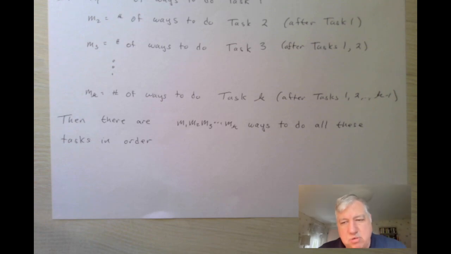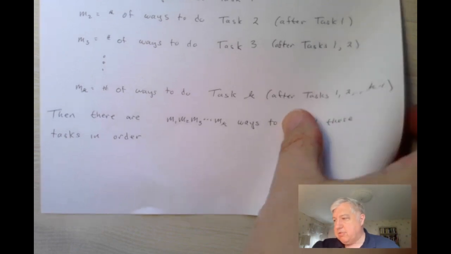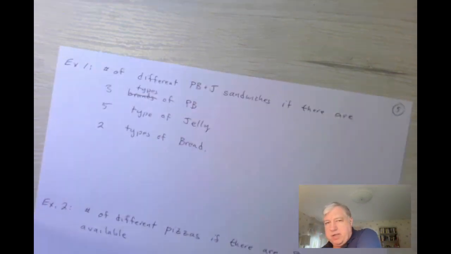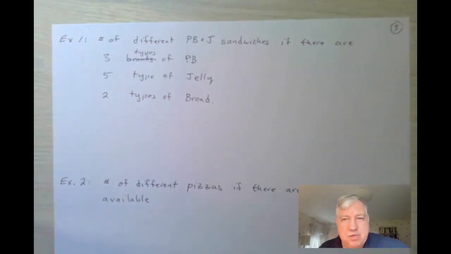It's also sometimes called the multiplication principle, for the obvious reason, right? Because you're multiplying all these numbers together. So just to do a bunch of examples, the best way to learn how to do this is a lot of examples. So let's get back to the concept of peanut butter and jelly sandwiches. Let's say you have 3 types of peanut butter and 5 types of jelly and 2 types of bread.